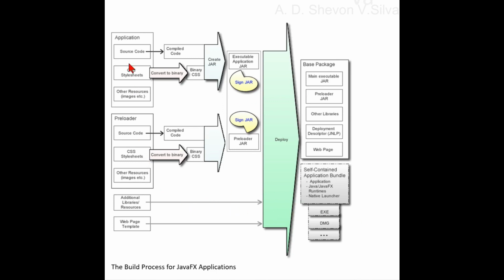Here you can see application source code, CSS style sheets and other resources, images, etc. inside application here. Source code is connected to the compile code. Compile code is connected to create jar. Here CSS style sheets are connected to binary CSS via convert to binary, and binary CSS is connected to create jar.